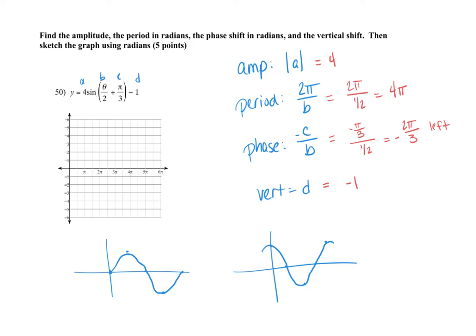So the first thing I'm going to graph here is my vertical shift. I am just going to make a dashed line here at -1.